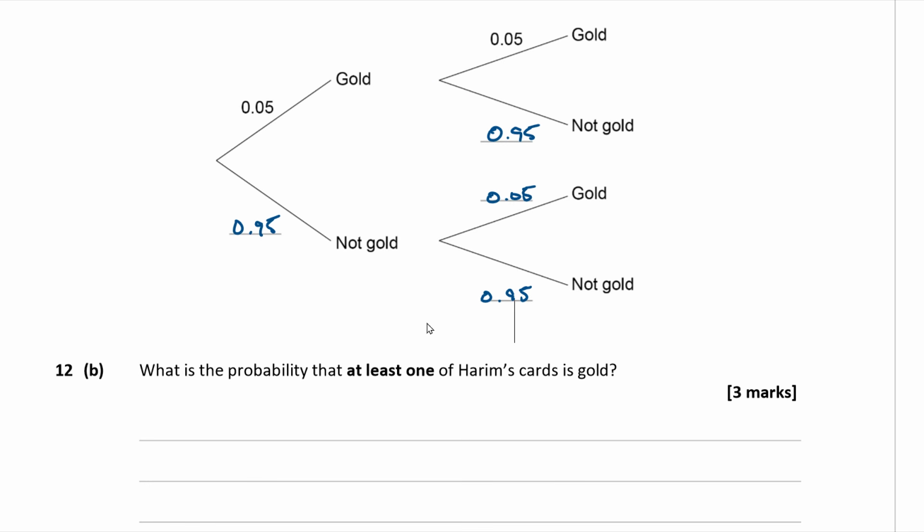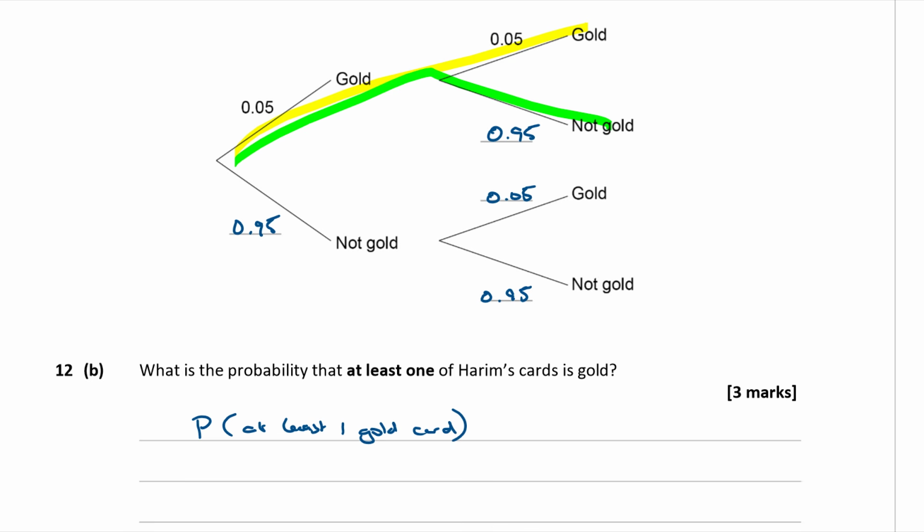The next part of the question says, what is the probability that at least one of Harim's cards is gold? So the probability of at least one gold card. Now, at least one gold card means he could get either 2 gold cards, which is that route, or 1 gold card that way, or 1 gold card that way. I could work out those 3 routes and then add them all up, and that would give me my probability of at least 1 gold card.